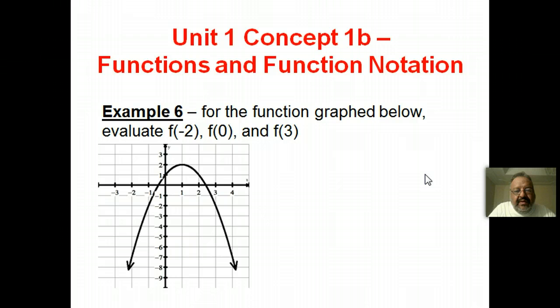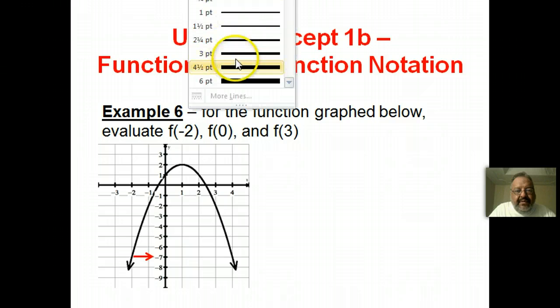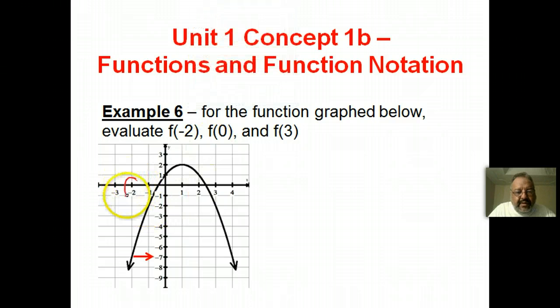Now for this one, for the function graph below, evaluate f of -2, f of 0, and f of 3. So I'm going to look at f of -2 first. I'm going to get f of -2 by going to the -2. Remember, this is x. And I'm going to go down to my graph, and then I'm going to go over on the y. I actually want the y value. So it's going to be -7. f of -2 is -7.